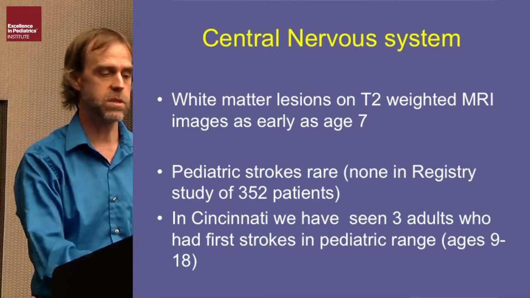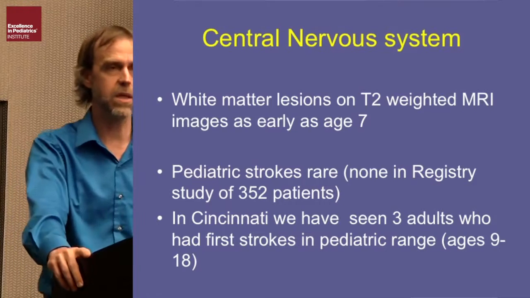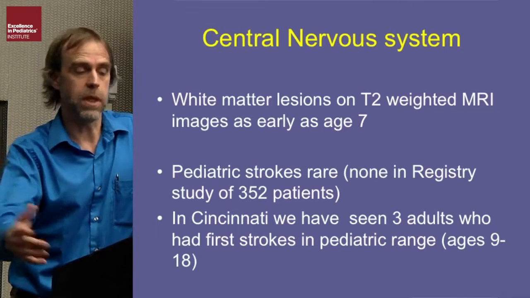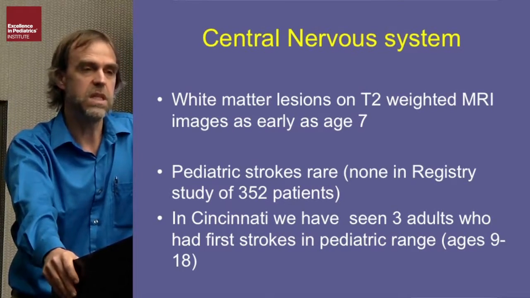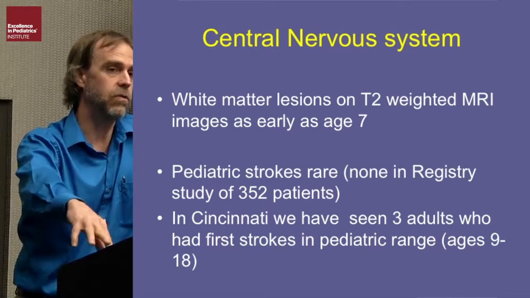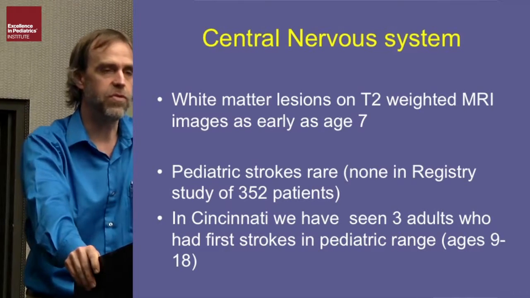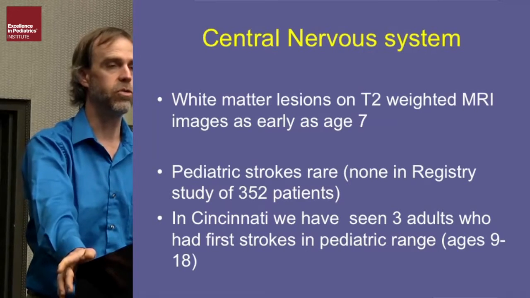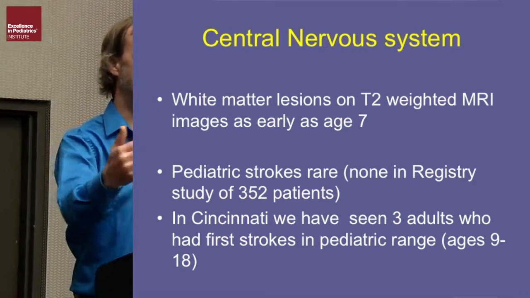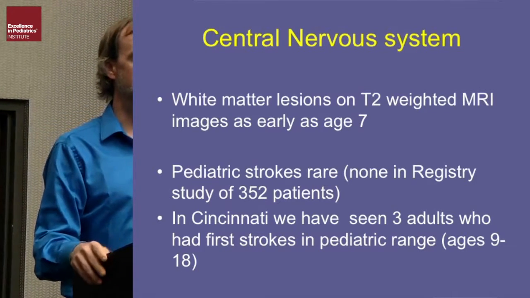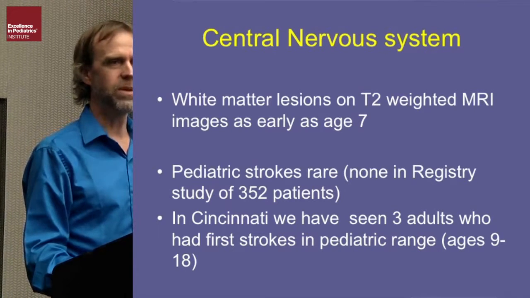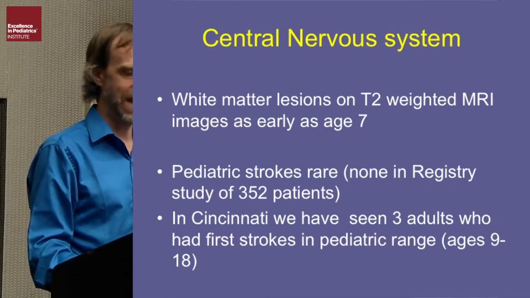In the most recent study of pediatric Fabry disease that is available with a large population, there were 352 patients. None of the pediatric patients had had strokes. However, in the population that I care for in Cincinnati, we have 3 patients who are currently adults who had well-documented strokes at between ages 9 and 18. I am aware of at least a dozen additional pediatric strokes. So they can occur, but they are probably less than 1% of the pediatric population.